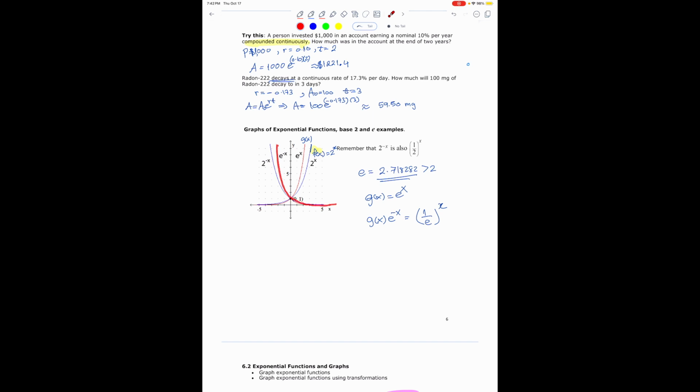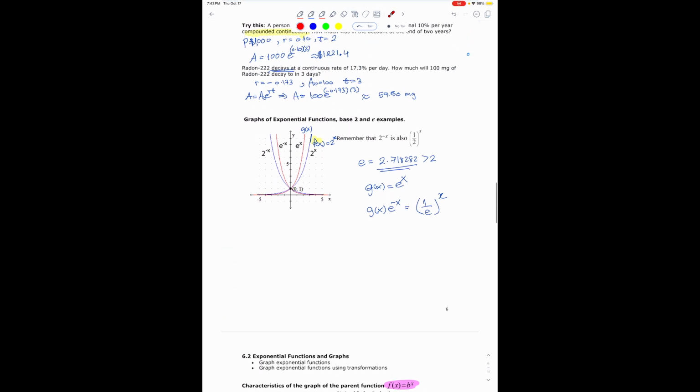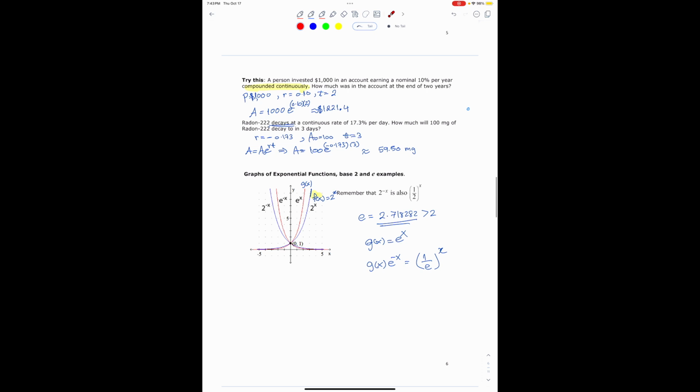And as you can see, it's still closer to the y-axis. So as the base increases from 2 to 2.718282, the graph becomes closer and closer to the y-axis. So it becomes tighter. But it has the same y-intercept, as you notice here: 0 and 1. So that is the end of section 6.1. If you have any questions, let me know.